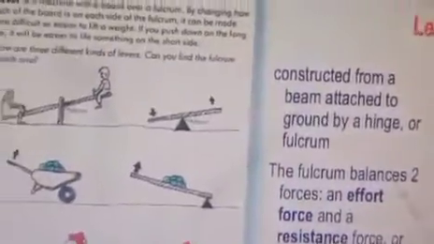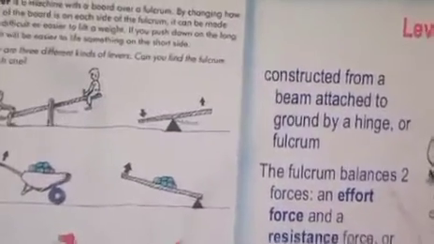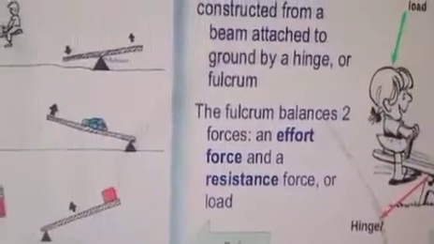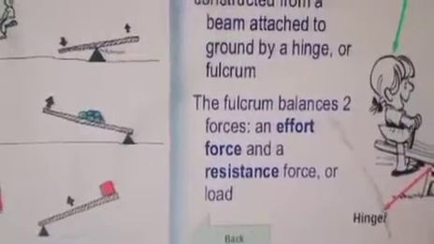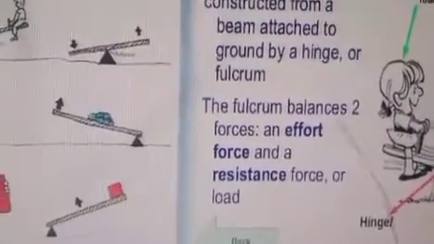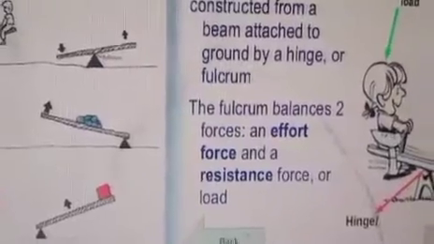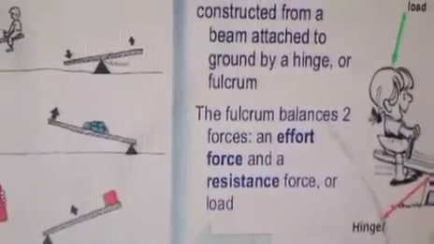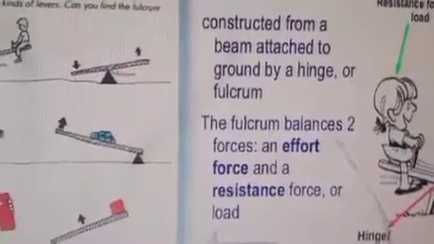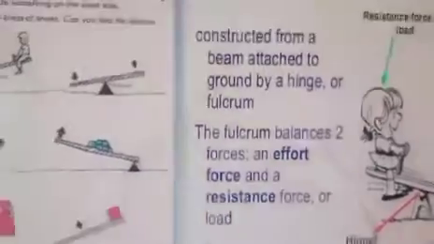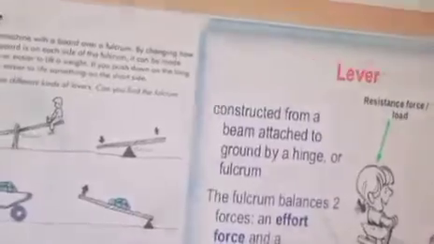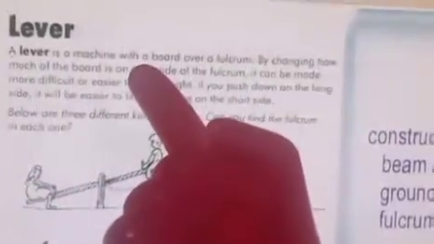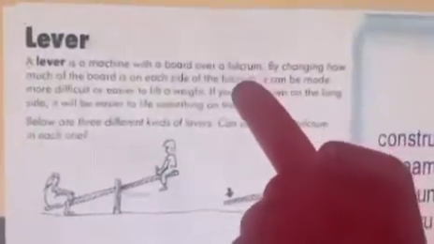Let's look at the lever. The lever has 3 main parts: the turning point, where the effort is applied, and where the load is. Can you give me an example of a lever? Let's see what we have. A lever is a machine with a board over a fulcrum. The fulcrum is the turning point or the pivot.